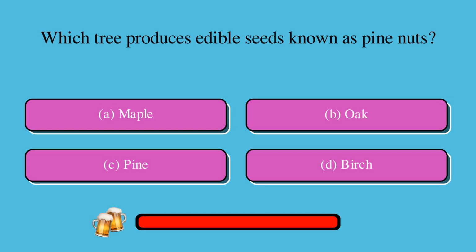Which tree produces edible seeds known as pine nuts? Is it A, maple, B, oak, C, pine, or D, birch? The correct answer is C, pine.